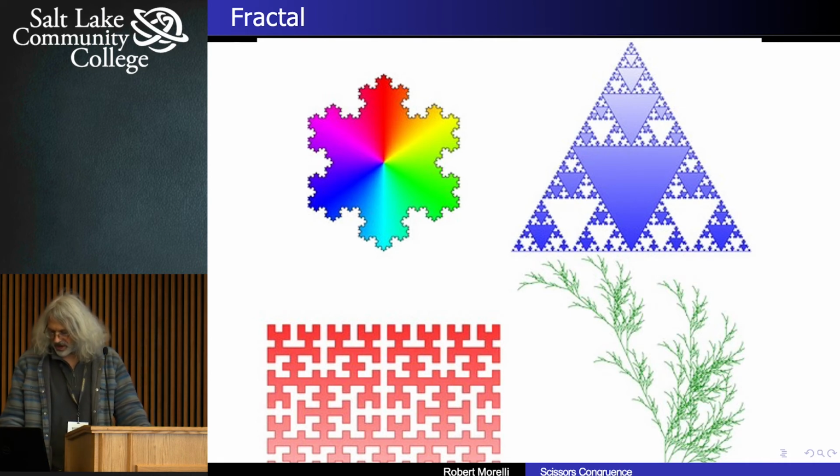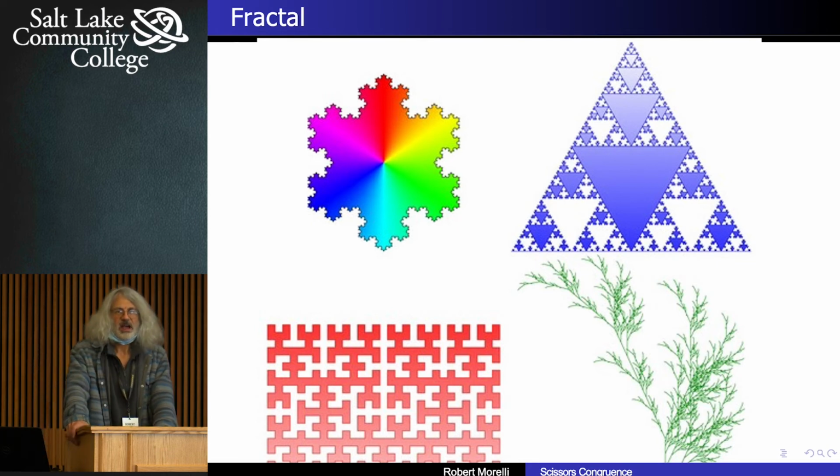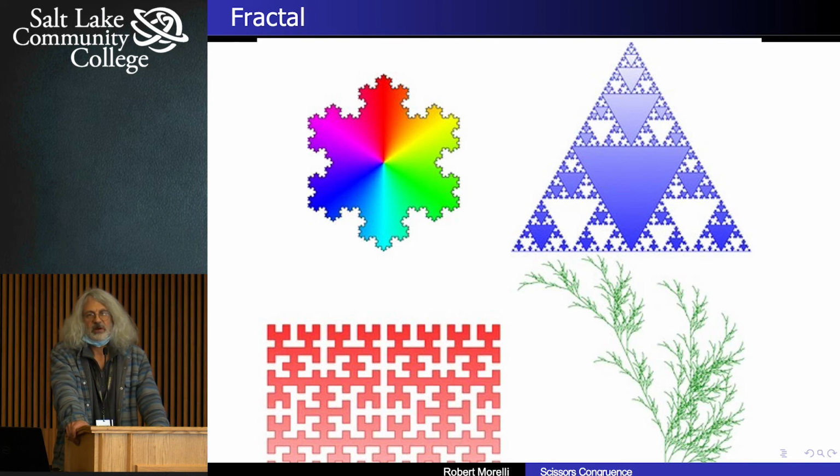These are all artificially generated figures. Three of them look pretty artificial. The fourth one kind of looks like a plant, though. And we actually see fractals everywhere in nature.